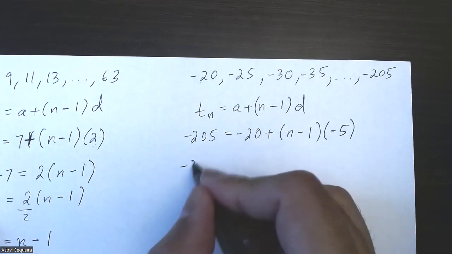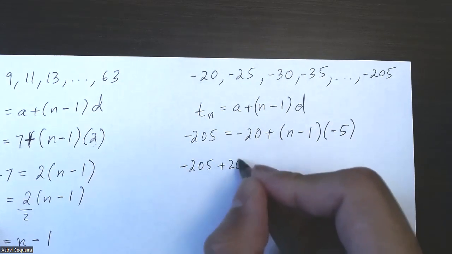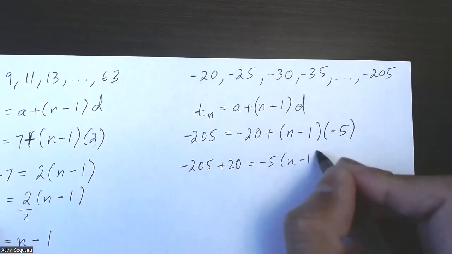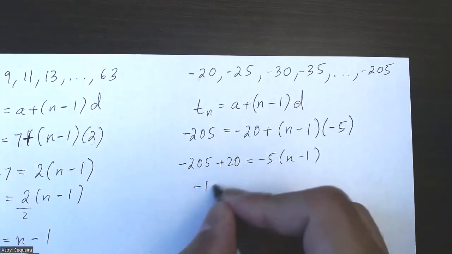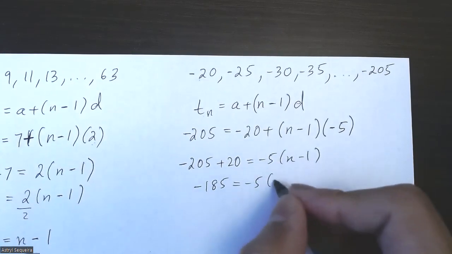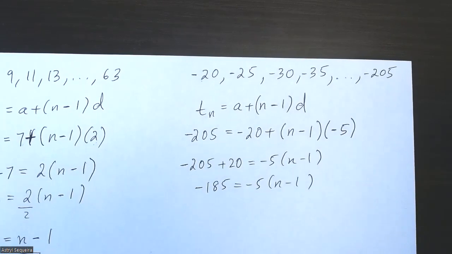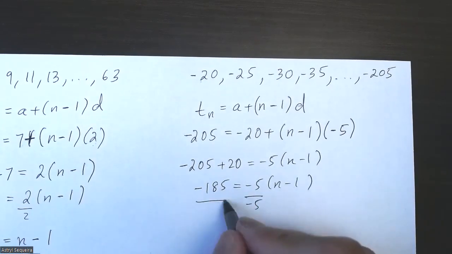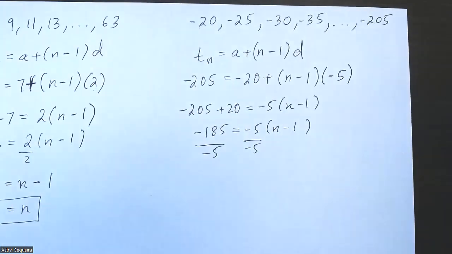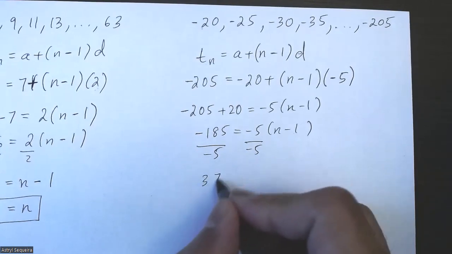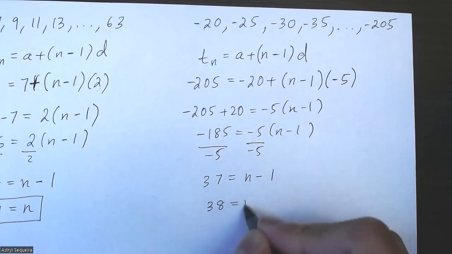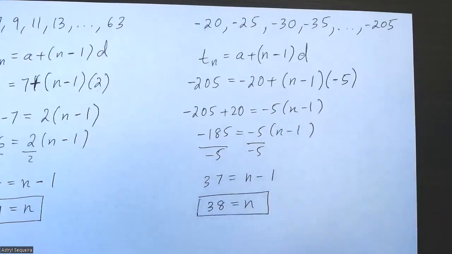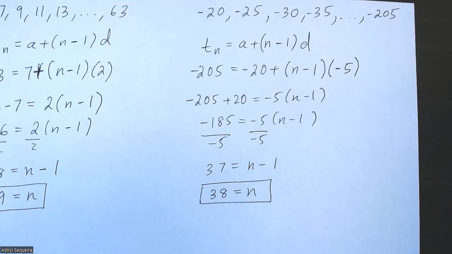I'll solve this. So negative 205 plus 20 equals negative 5 times n minus 1. Negative 185 equals negative 5 times n minus 1. Divide both sides by negative 5. Get 37 equals n minus 1. And then I'm going to add 1, so 38 equals n. Therefore, there are 38 terms in this sequence.